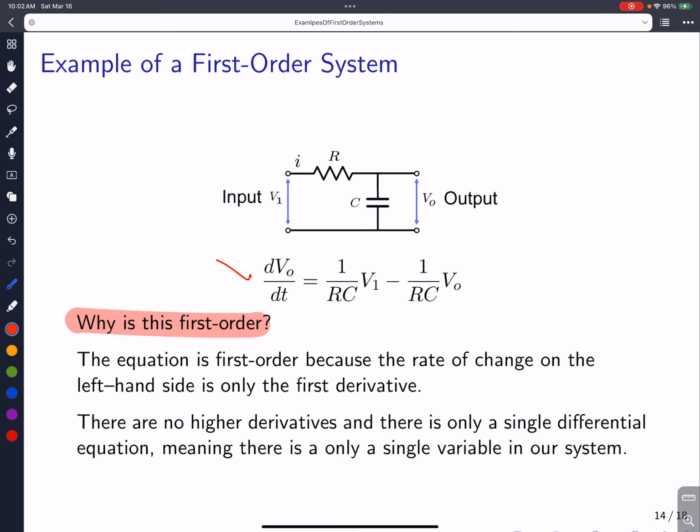Well, it's first order because the rate of change on the left hand side, this side here, is only the first derivative. There are no higher derivatives. And of course, it's only a single differential equation, meaning there's only a single variable in our system. So that tells us this is a first order system. Okay, thanks.